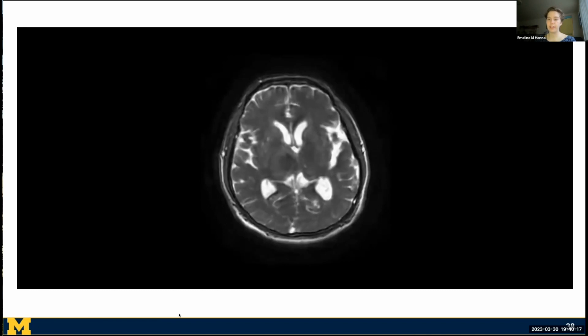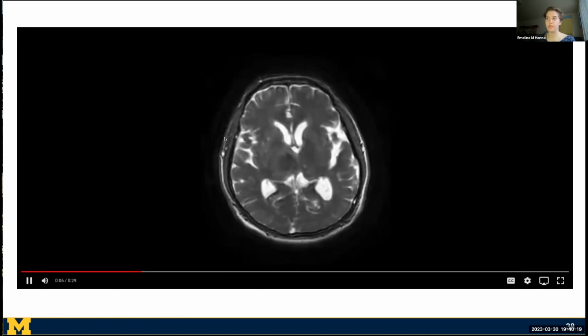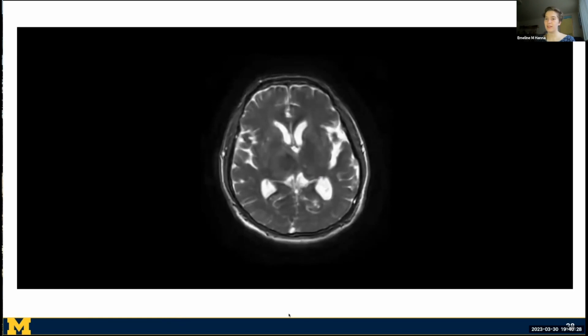But one thing that they mentioned was you can see that the skull appears to be moving, and they were unsure if the skull was actually moving due to the movement of the brain, or if this was an artifact that they have to look more into.